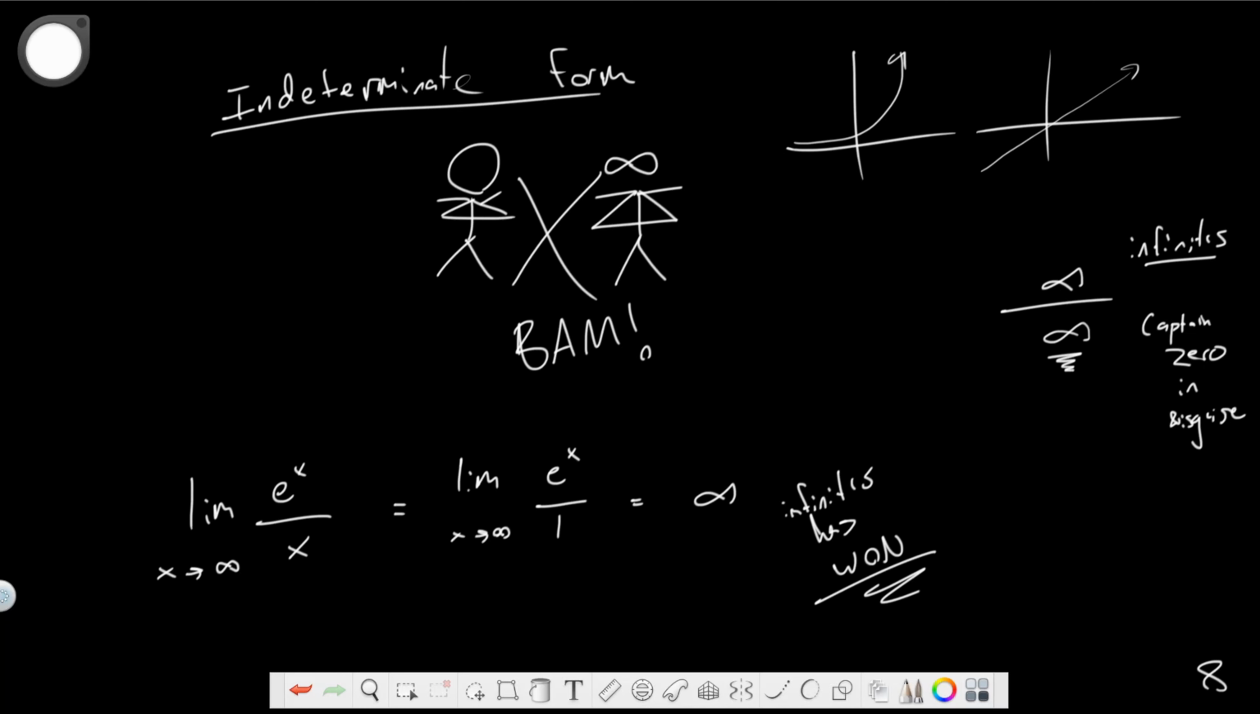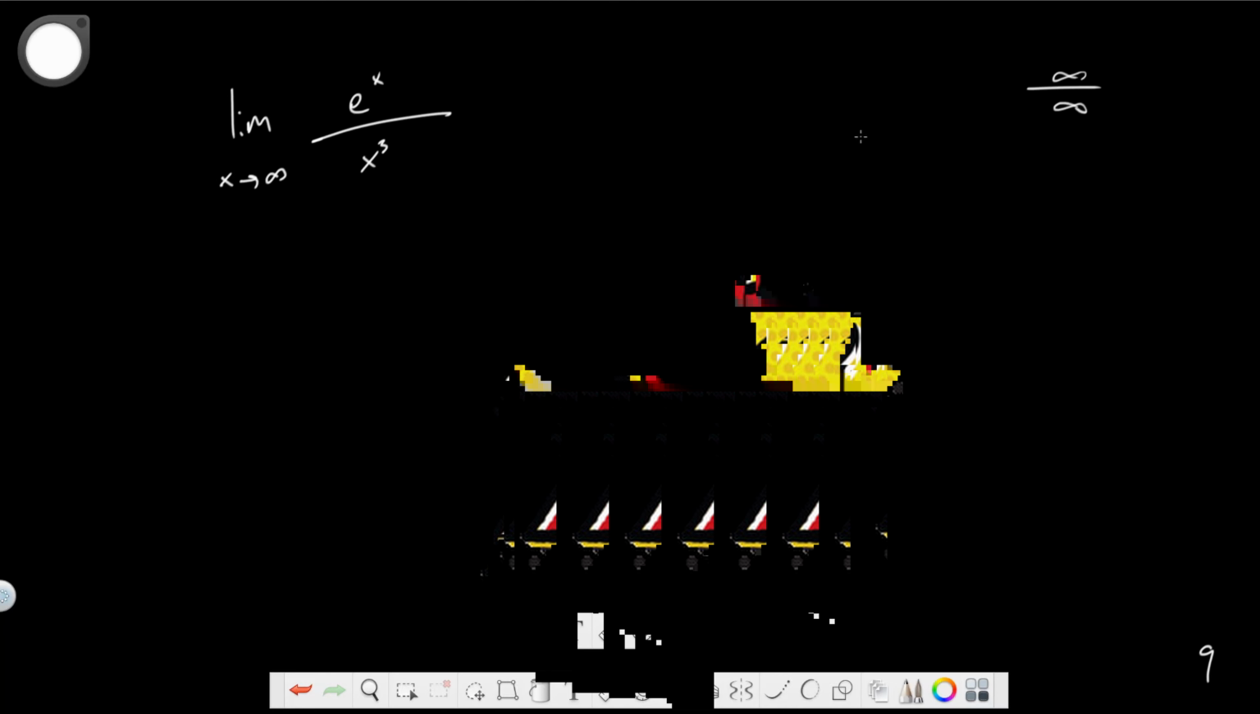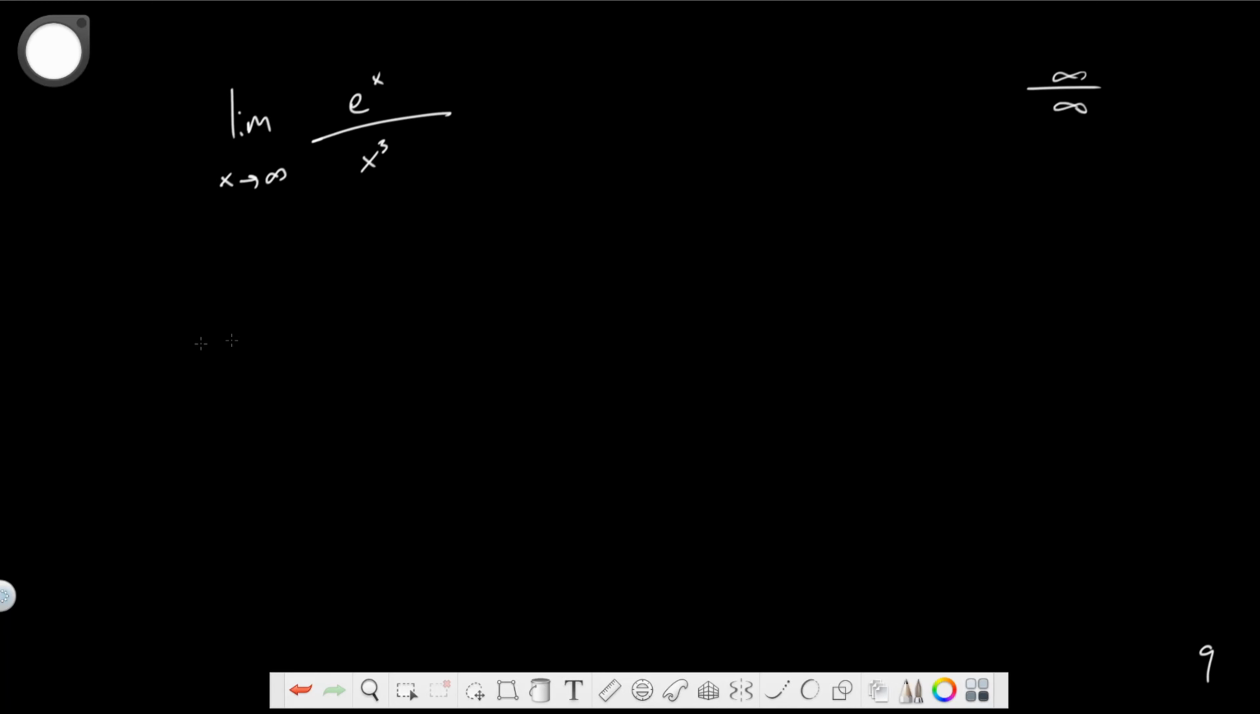Here's another example. The limit as x approaches infinity of e to the x over x cubed. x cubed grows pretty fast, e to the x grows pretty fast, right? On the surface, as x goes to infinity, I'm going to have infinity over infinity. Cool, this is a battle. Bam! A battle between superheroes. Let's apply L'Hopital's Rule. The limit as x approaches infinity of e to the x over 3x squared. That's going to be infinity over infinity. Bam! Another battle. We must continue.